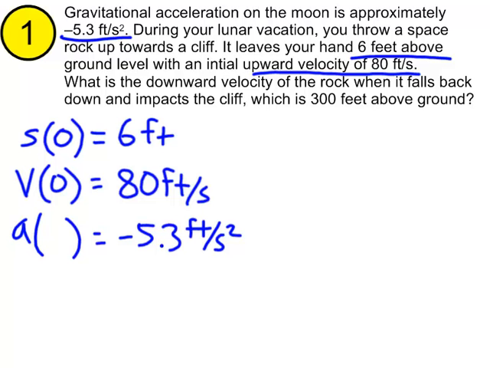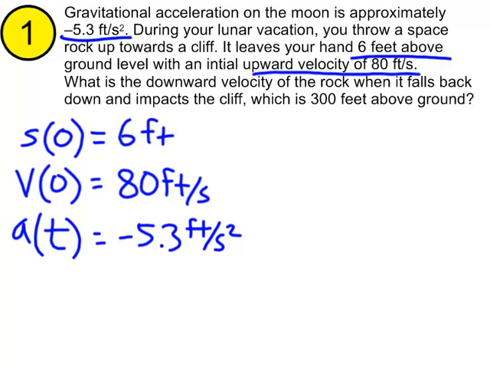But it turns out that we're going to treat it as constant. It's going to be negative 5.3 feet per second squared for all values of t. So we'll make the more powerful statement, a of t equals negative 5.3 feet per second squared.